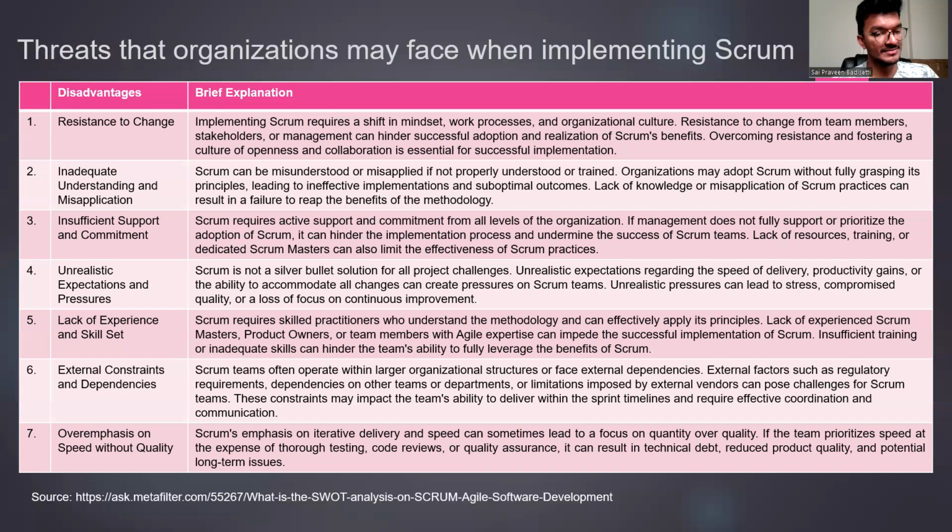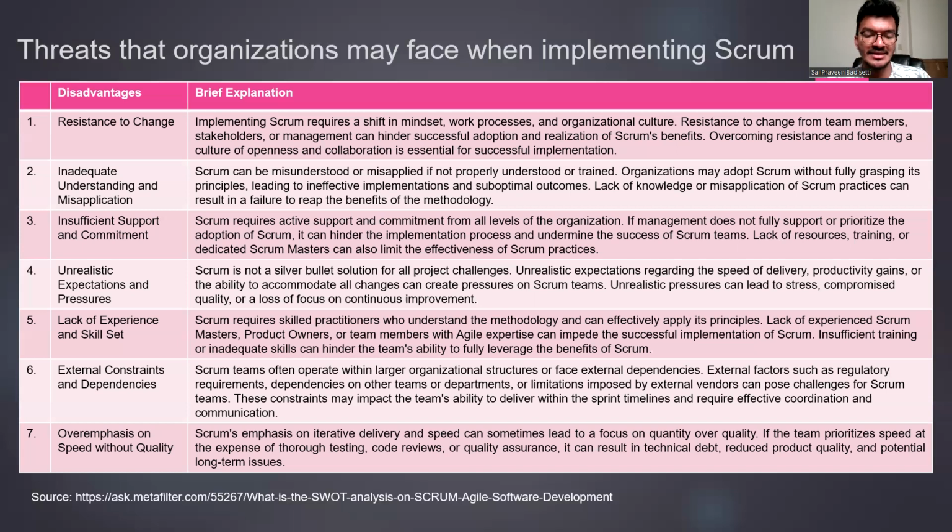As we know, Scrum has a lot of advantages, but it is not a magical solution. It is not a silver bullet that can make all the problems go away. So it is unrealistic to have expectations about how fast things can be done or how high the productivity would be. Scrum needs people who know what they are doing and can use the method well.